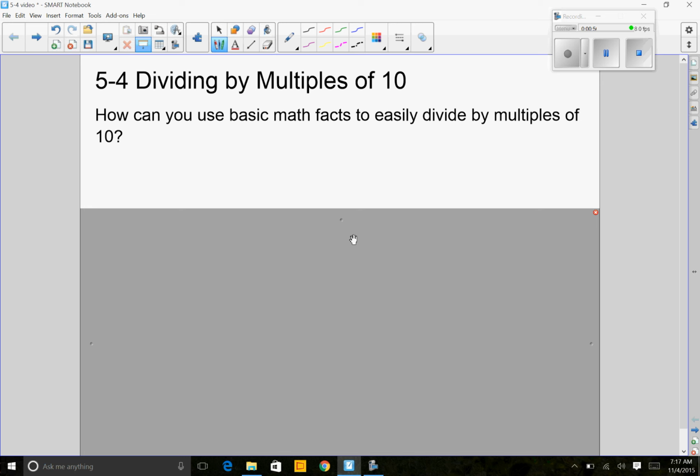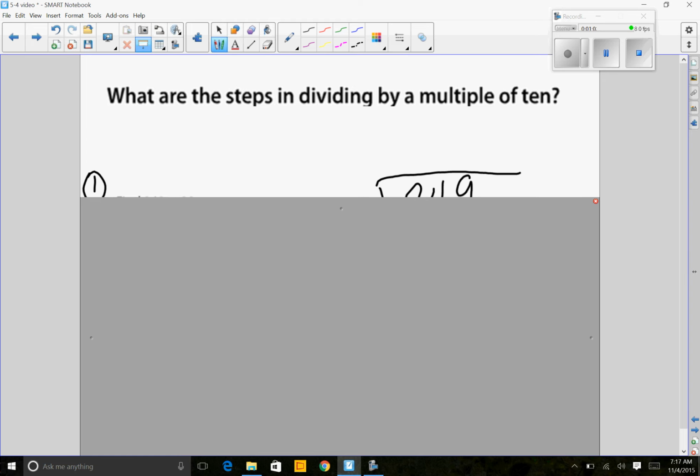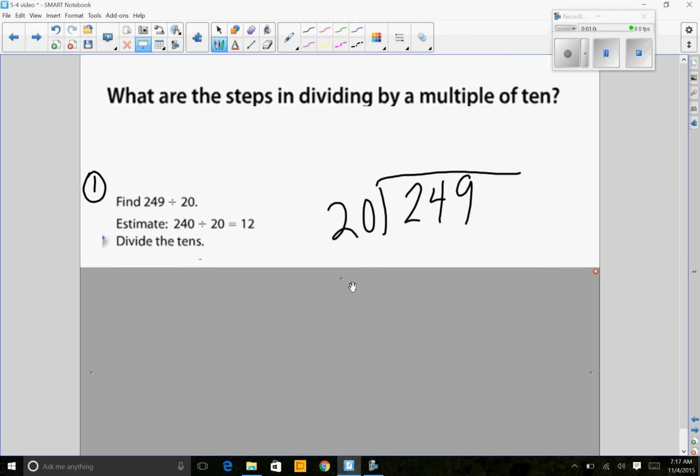And then what we'll talk about next is how you divide with two-digit divisors with any number. But if you learn it with multiples of 10, it gives you a nice way to ease into it. So we're going to talk about dividing by multiples of 10. And our first example is 249 divided by 20.